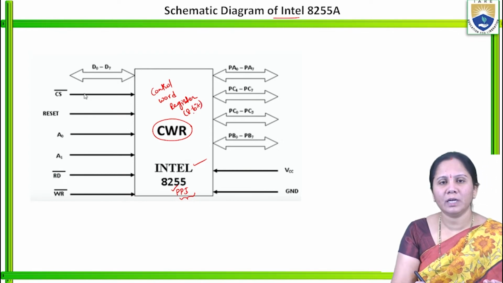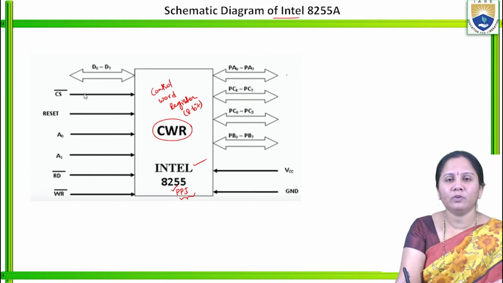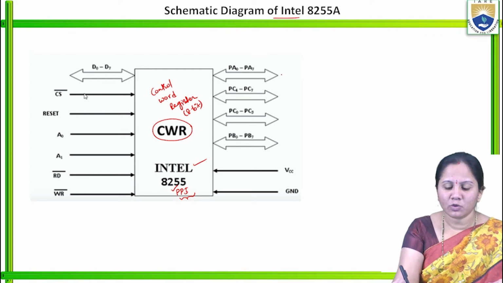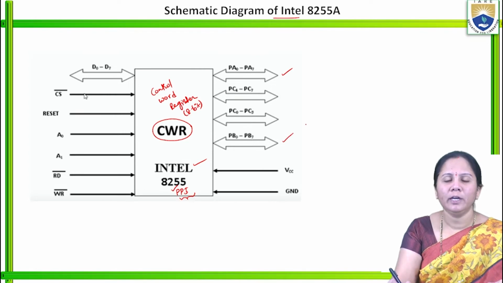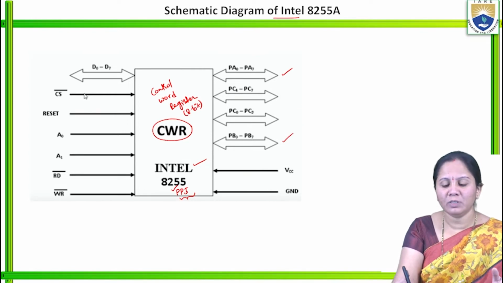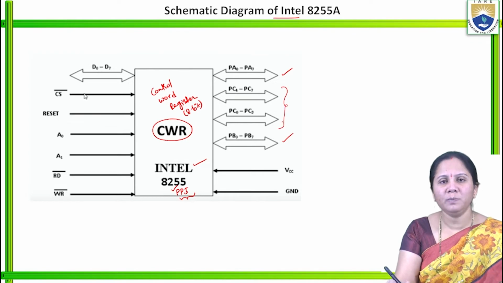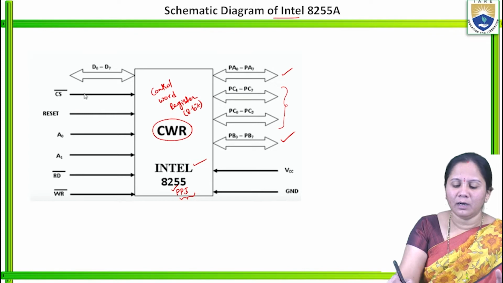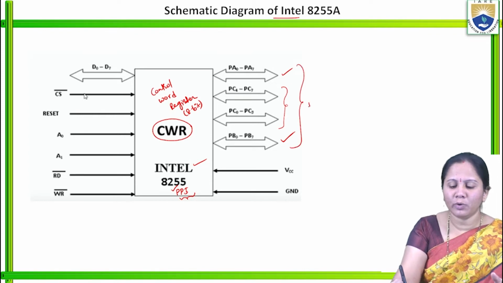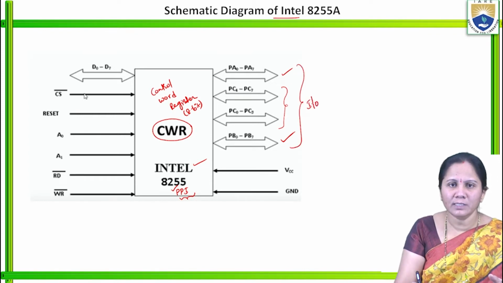According to the given conditions, we have to set the bits of CWR, and accordingly this 8255 will operate. This 8255 consists of totally 3 ports. This is port A and port B. It also consists of port C, but port C is divided into 2 groups, port C upper and port C lower. All the ports are bidirectional ports, and using these ports we are going to connect the IO devices.